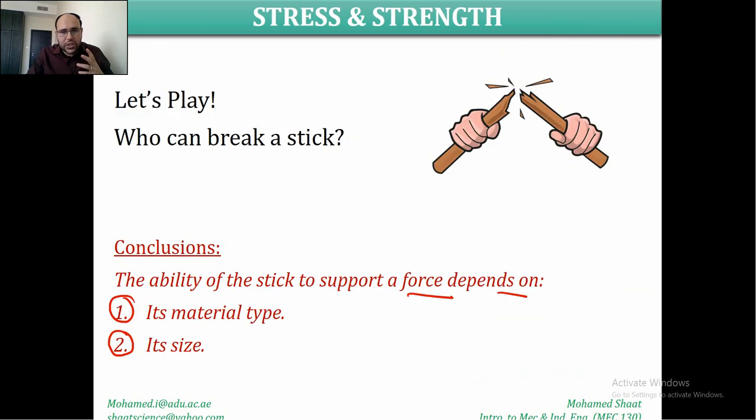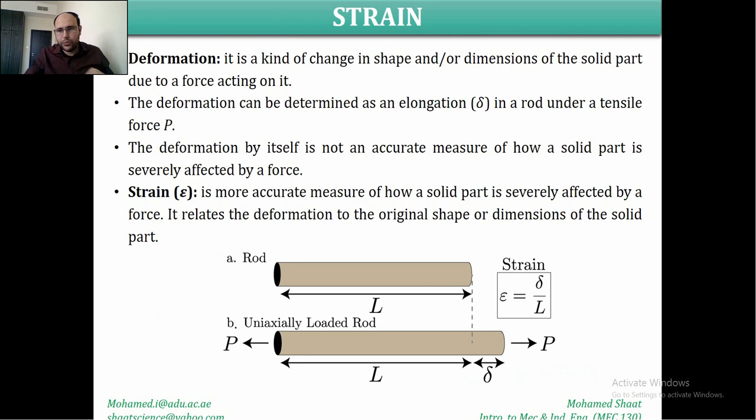Also, how about the strain? We defined the strain with this expression. The strain is delta, which is the deformation, the increase in the length. This delta could be millimeter, centimeter, inch, anything. It is a length divided by another length. This L is the original length, and its unit is millimeter. So if you divide millimeter by millimeter, you're going to end up with no units. That's why this is known as dimensionless. So the strain is dimensionless.